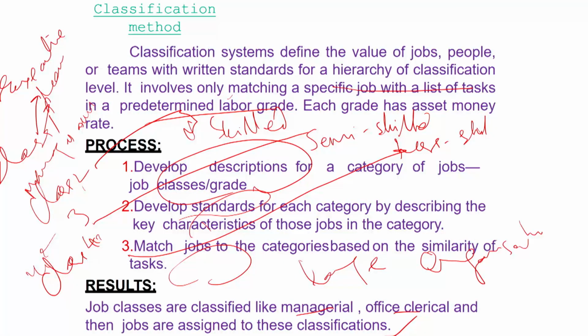And the job grade description can be vague. There are more chances of resistance. And why are there chances of resistance? Because people feel, no, I am a semi-skilled person and I have been put in the category of unskilled. So that is how the resistance can come in the case of the job grading method.